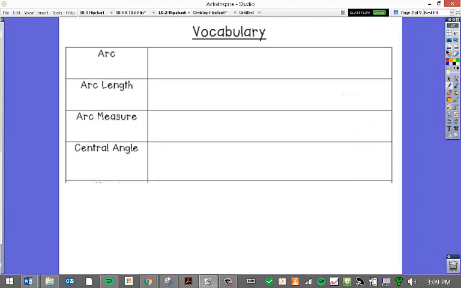Oops. Okay, so first vocab word is an arc. So go to your vocabulary section of your packet. Whoops. Sometimes my board does really crazy things. Okay.